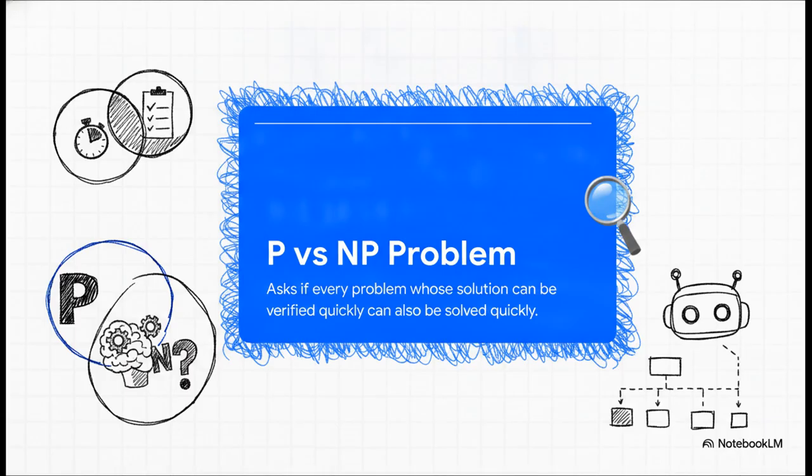On the flip side, NP stands for non-deterministic polynomial time. This is the class of problems where if someone simply hands you the answer, you can verify if it's correct incredibly fast. Now, because every problem you can solve quickly is obviously also one you can verify quickly, P is actually a subset of NP. The grand keep-you-up-at-night question is simply this: are P and NP actually the exact same thing?